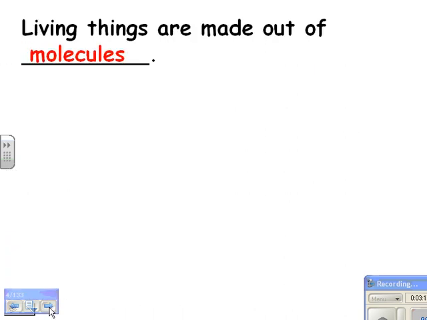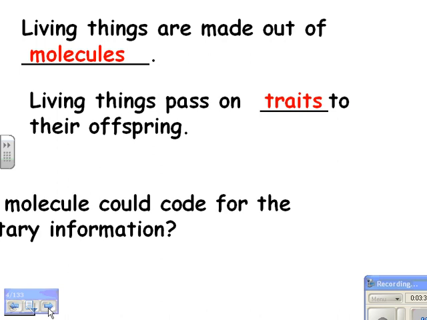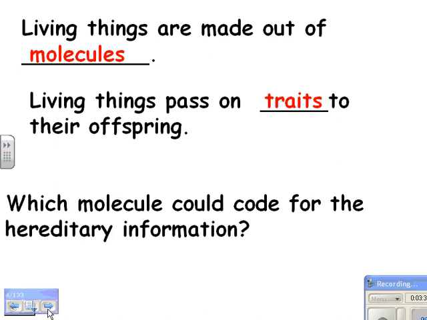Living things are made out of molecules, so we can't have something that you would write on paper. You need something that you can physically make a person or an oak tree out of. So living things somehow pass on traits to their offspring. Is my offspring going to have blue eyes or brown eyes? Will it make leaves or skin? So which molecule could code for the hereditary information? Which molecule could have some kind of code in it?